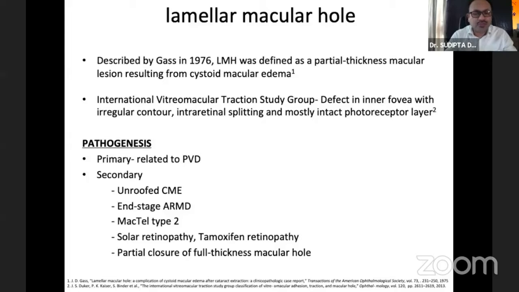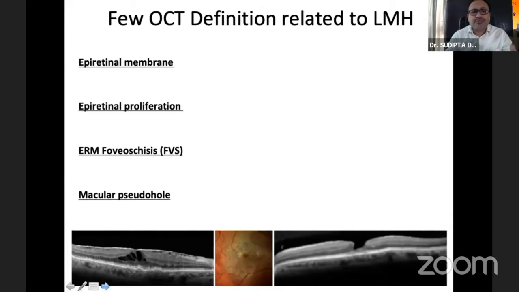Primarily, it's related to PVD. Secondarily, we have multiple reasons, such as unroofed cystoid edema, end-stage ARMD, MACTEL type 2, different toxicities, and partial closure of a full thickness macular hole. A few definitions are required before we go to the actual presentation.